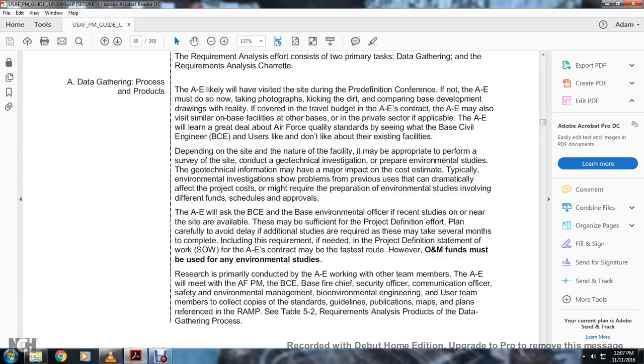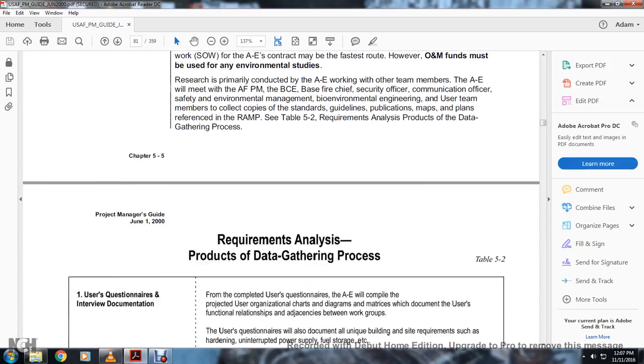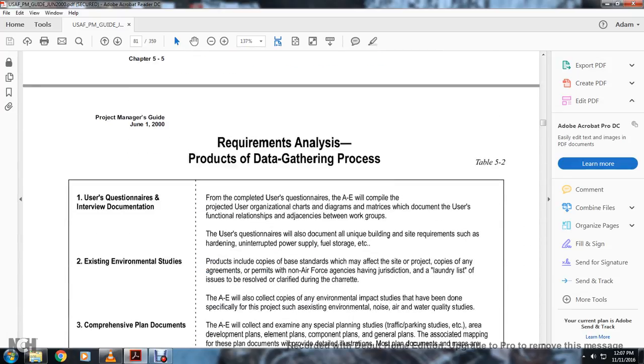See Table 5.2, Requirements Analysis, product of the data gathering process. User questionnaire and interview documentation for the completed user questionnaire. The A&E will comply with the project user organization chart, the diagram of the matrix documentation, user functional list, and relationship between adjacent works and groups. The user questionnaire is documented with the new building and site requirements such as hardening, uninterrupted power supply, and fuel storage.